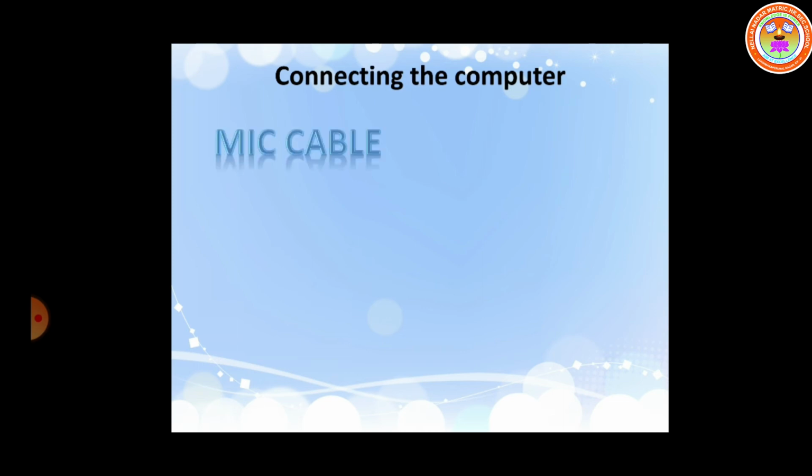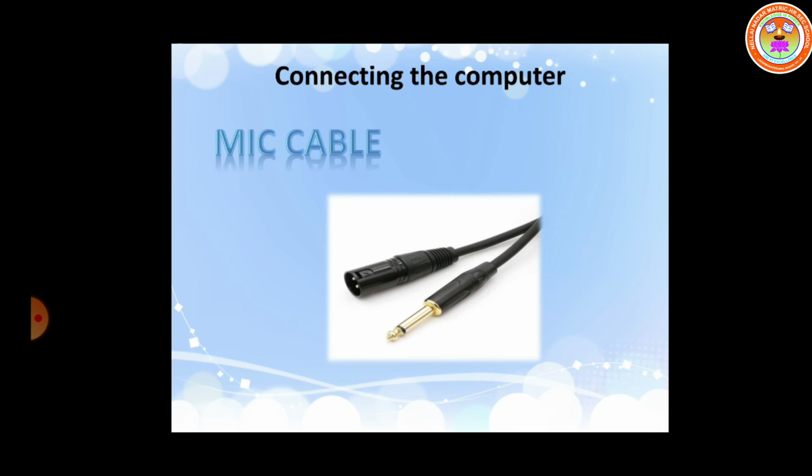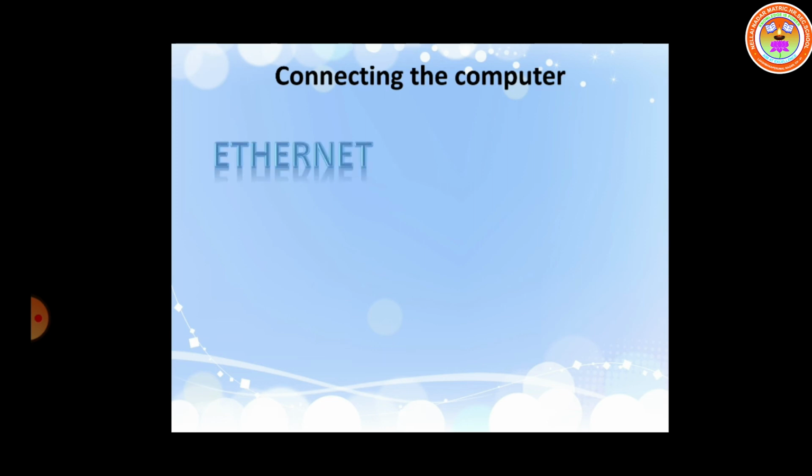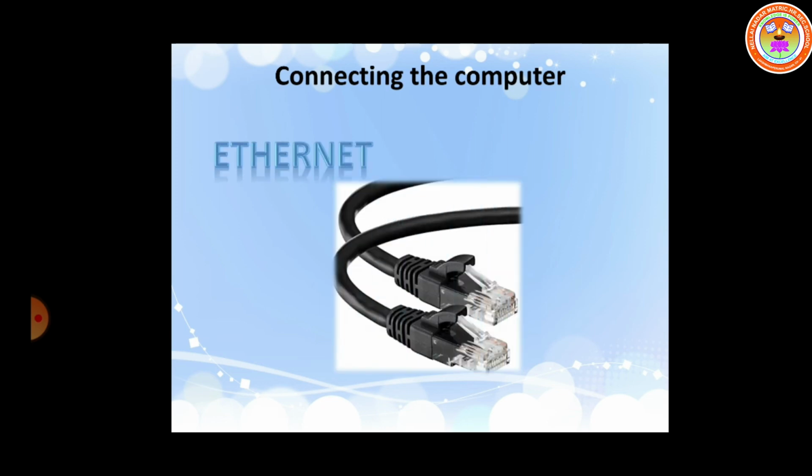Next one is the mic cable. What is this mic cable? To connect the mic to the CPU, a mic wire cord is used. Next one is Ethernet. This cable helps to establish the internet connectivity. Through this cable only the CPU gets connected to the internet. This is called an Ethernet cable.